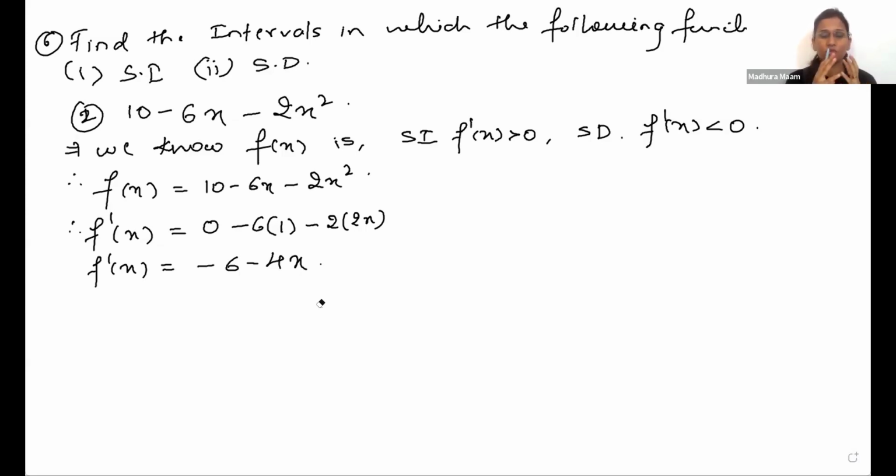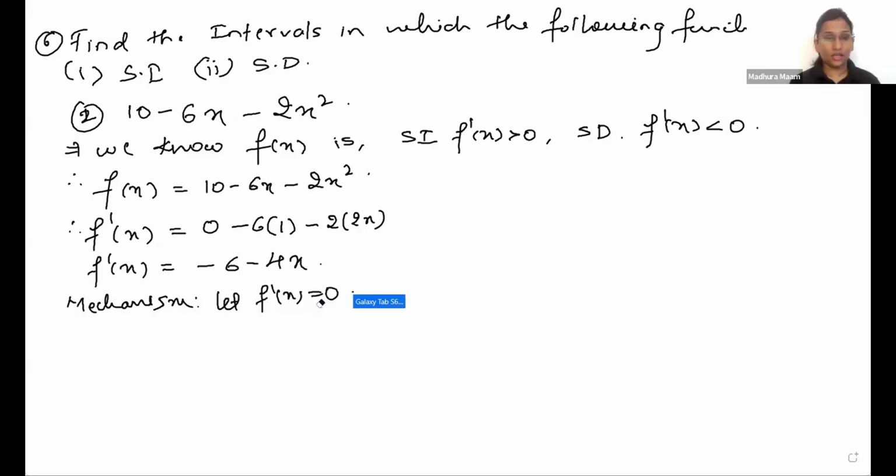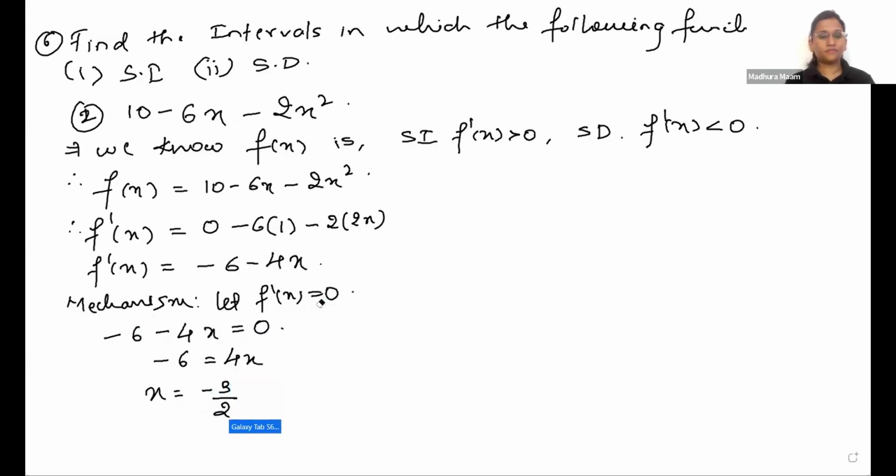For some values of x it will be increasing, and for some values of x it will be decreasing. Okay, so in order to find those intervals, what is our first mechanism? F dash of x equals what? 0. Okay, so what is our f dash of x? -6 minus 4x equals 0. So -6 equals 4x. So x becomes? -3/2. Is this correct? Yes, ma'am. Okay, so x is -3/2.